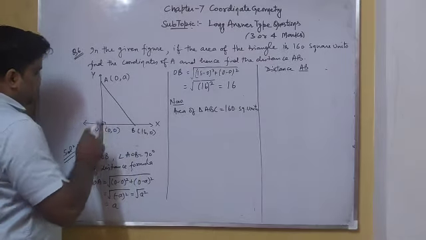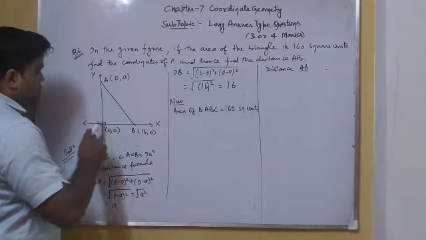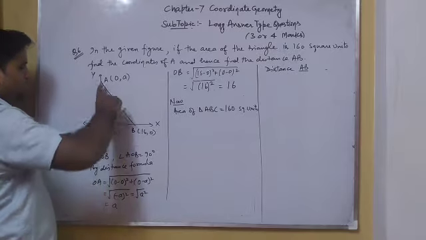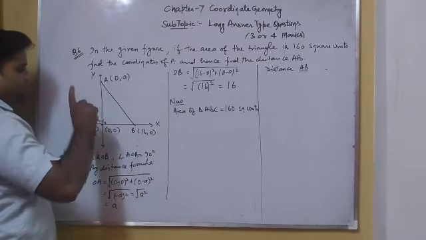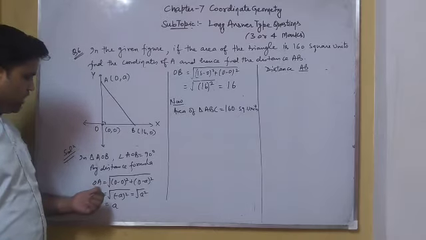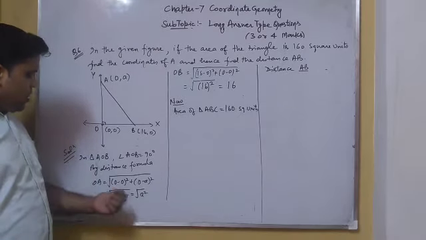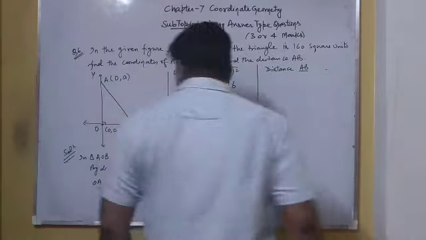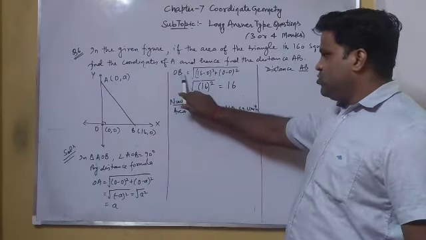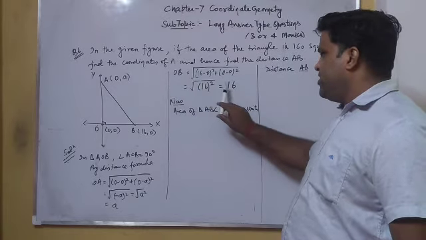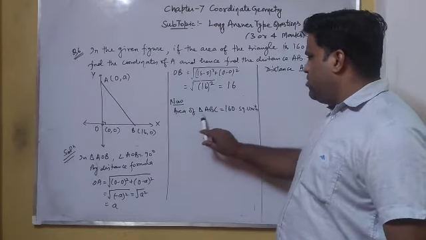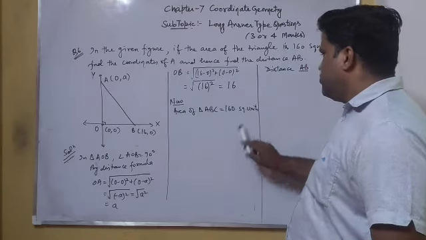First of all, in triangle AOB, as angle AOB is 90 degrees, we find the distance between O and B and between O and A by the distance formula. On applying the distance formula, we get the distance OA is equal to A, on putting all the values in the formula. Similarly, the distance between O and B, which is OB, after putting all the values in the distance formula, we get 16. Now the area of triangle AOB is given, which is 160 square units.